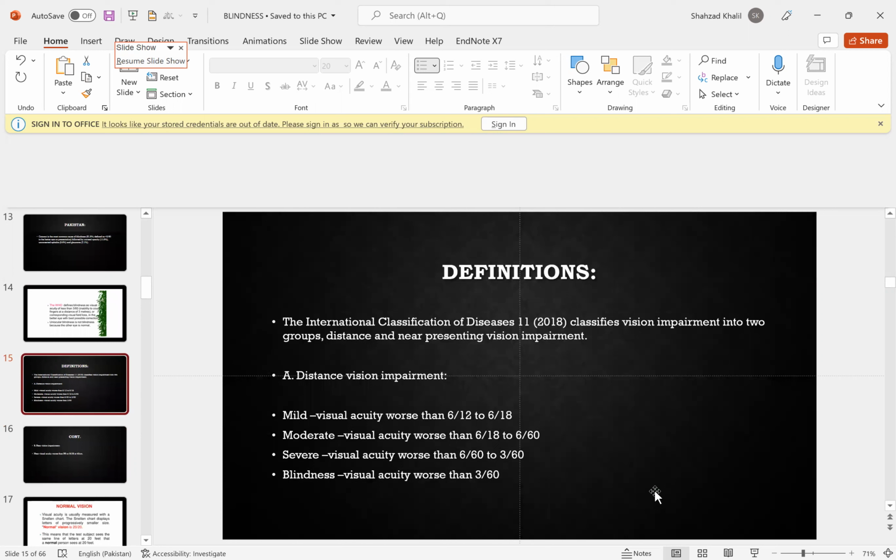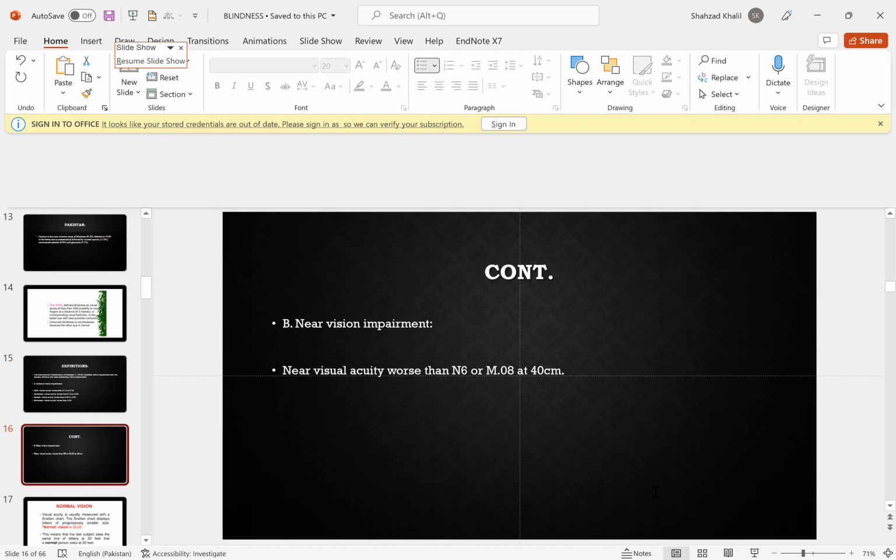Definitions. The International Classification of Diseases 11, 2018, classifies vision impairment into two groups, distance and near presenting vision impairment. Distance vision impairment includes mild, visual acuity worse than 6 by 12; moderate, worse than 6 by 18; severe, worse than 6 by 60 to 3 by 60; and blindness, visual acuity worse than 3 by 60. Near vision impairment is near visual acuity worse than N6 or M.08 at 40 centimeters.